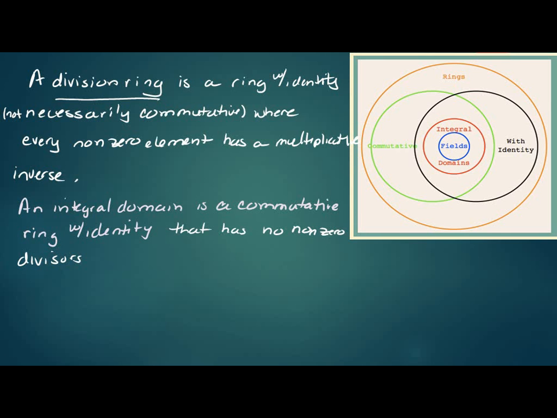And an integral domain is a commutative ring with identity that has no zero divisors, but it doesn't have to necessarily have multiplicative inverses. So what this has: it's commutative, it's a ring, it has an identity, no zero divisors, but it doesn't necessarily have to have multiplicative inverses.